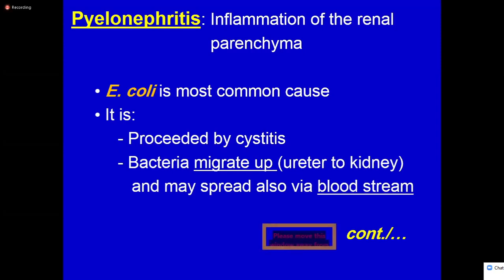Also, it may spread via the bloodstream. Infection may come through the blood to the kidney. So it is either preceded by cystitis and then migrates upwards to the kidney, or the infection may come via the bloodstream.